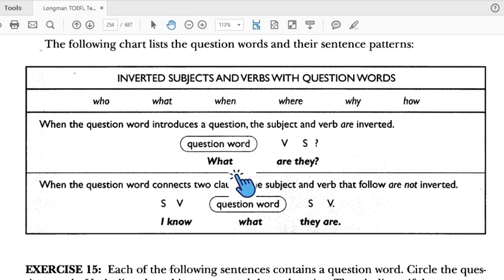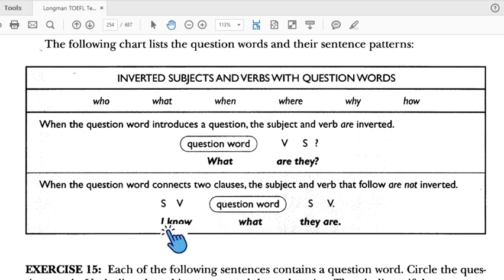For a question, we put the question word here, for example what, then a verb be, or a modal, or do, or have, and then we put the subject. But when a question word connects two clauses, the subject and the verb are not inverted. We don't invert if there are two clauses.